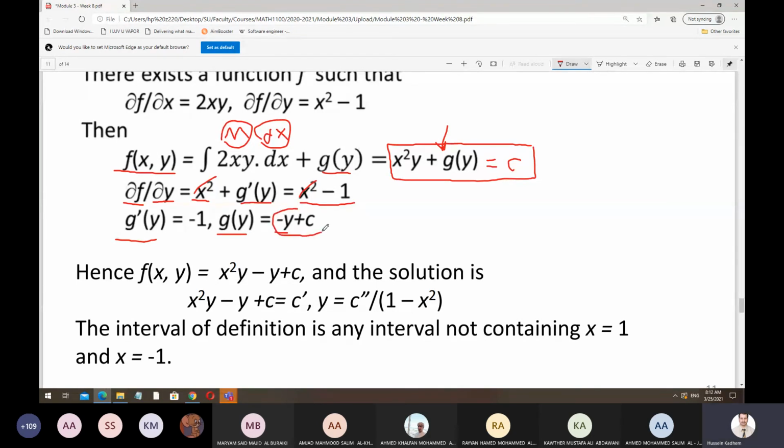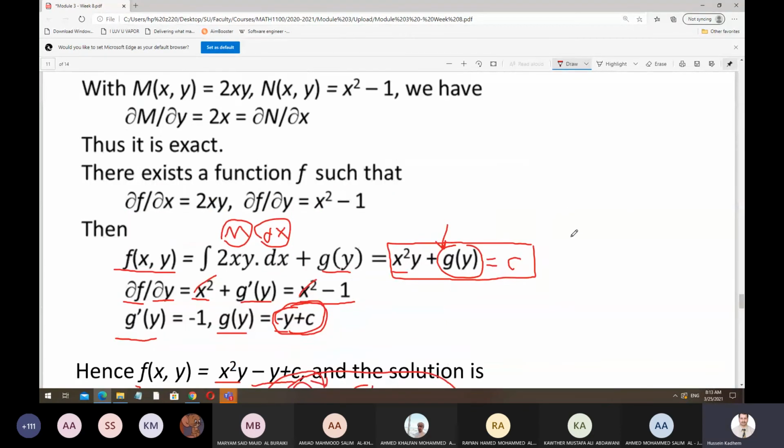I take this part and substitute it here. As you can see, x squared y, the first part, minus y plus c, the second part, equals a constant. I call it c dash, c1, whatever you call it. Now take c to the other side, it will be minus c, and combine them, it will be c dash. Take y as a common factor here. What is left? x squared minus 1. Divide by x squared minus 1, I got the original function.